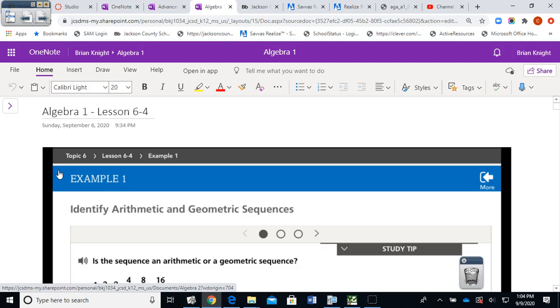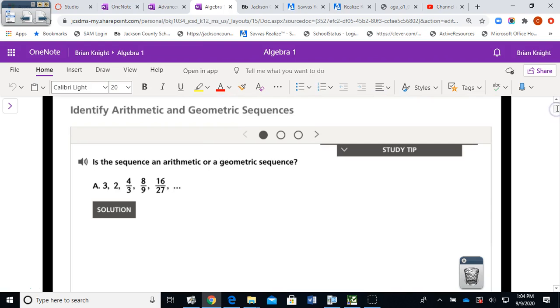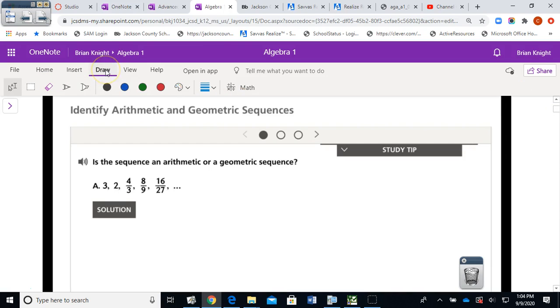Today we're going over lesson 6.4. 6.4 is talking about geometric sequences mainly. Now we've already done arithmetic sequences. So arithmetic sequences, what do you do to get the next number? Add. Geometric sequences, what do you think you're going to do to get the next number?